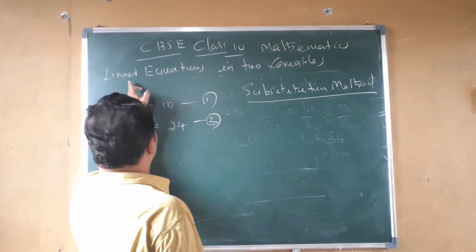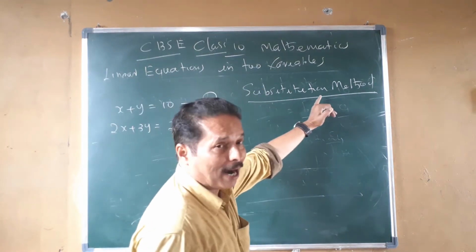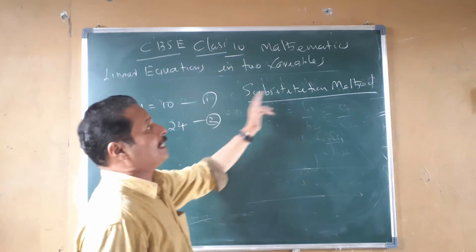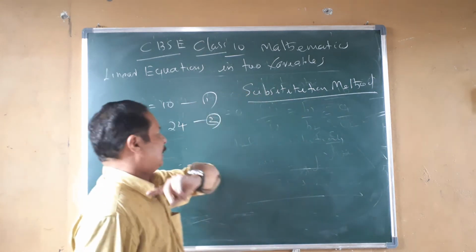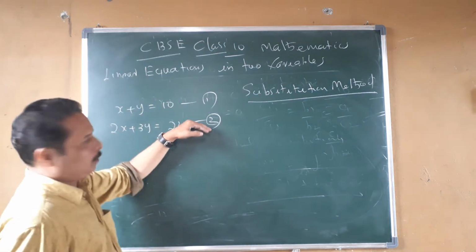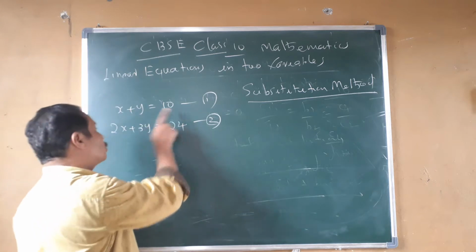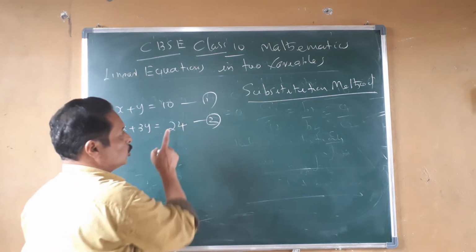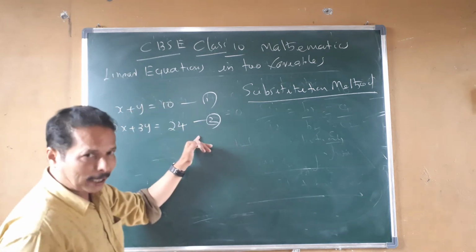Here, there are equations in two variables. Solve the equations by the substitution method. That's the first method. There are two equations given: x plus y equal to 10, and 2x plus 3y equals 21. You see that? So, equation number 1 and 2.